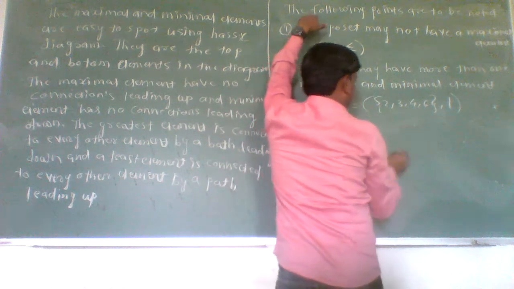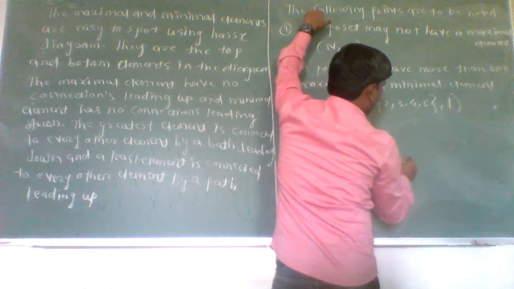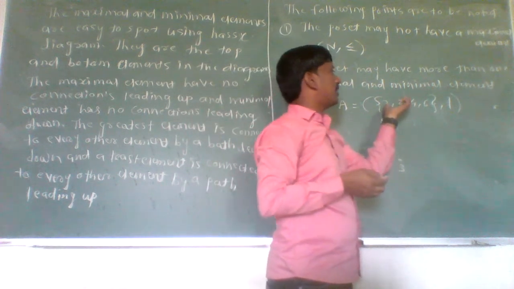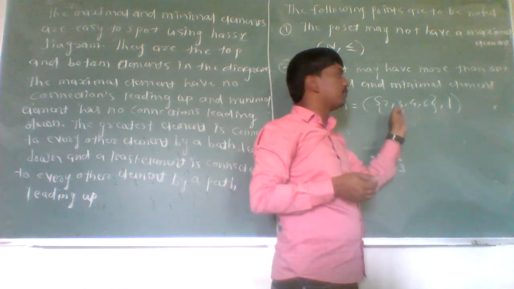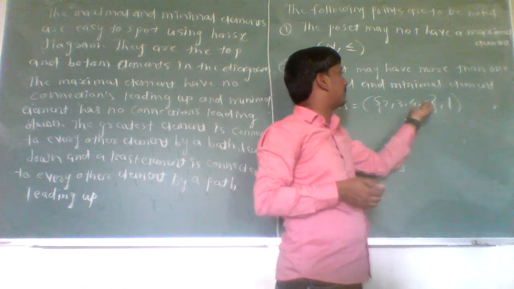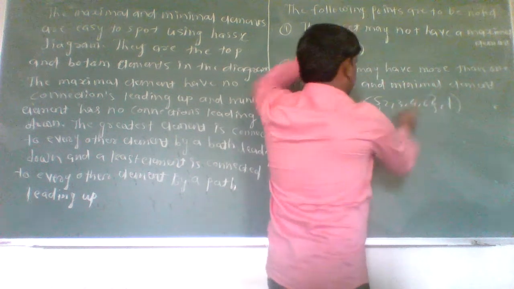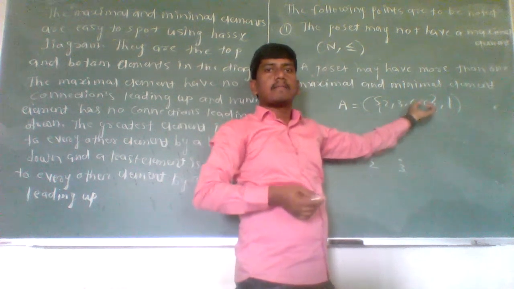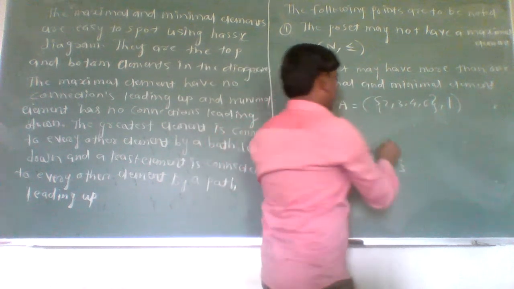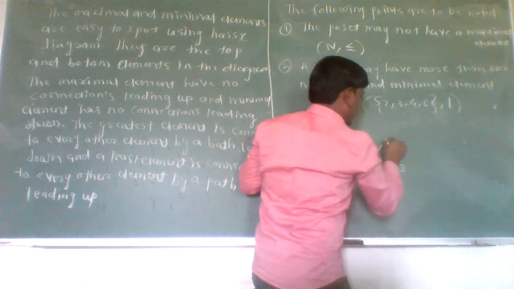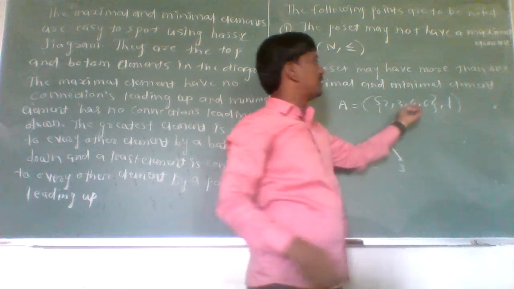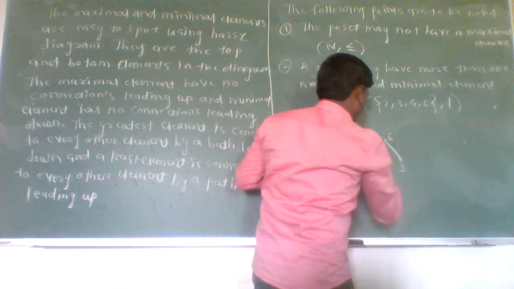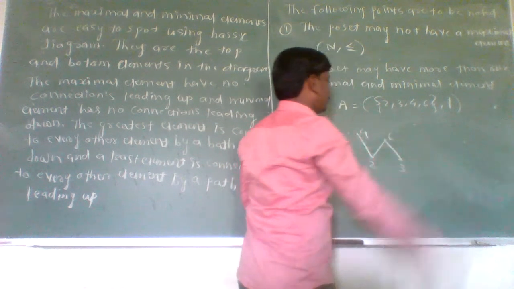Let us draw its Hasse diagram. Here are 2 and 3. How do we draw a Hasse diagram? As this is a poset, we first select the least elements belonging to the set, which are 2 and 3. After that, 6 is the immediate successor of 2 and 3, so we draw 6 and join these elements. After that, 4 is the immediate successor of element 2, so we draw a line from 2 to 4.